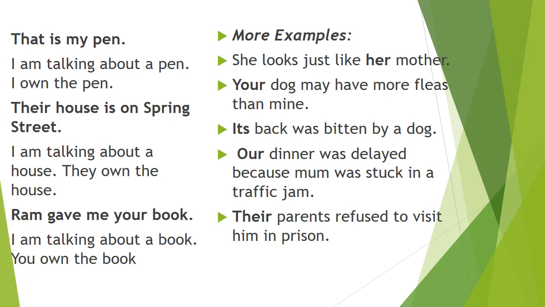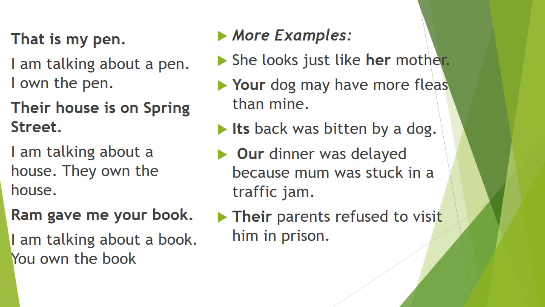Look at the third example. Ram gave me your book. The word your is a possessive determiner because it tells me that the book belongs to you. You own the book. So, Ram gave me your book means I come to know from the word your that this book belongs to you. So your is a possessive determiner. Also you can see that it sits before the noun book.